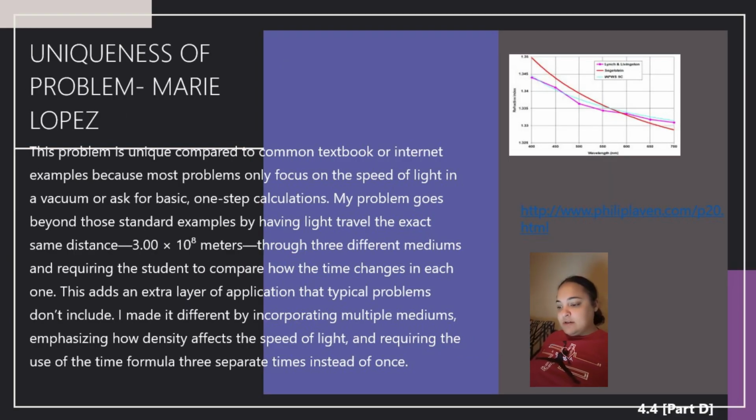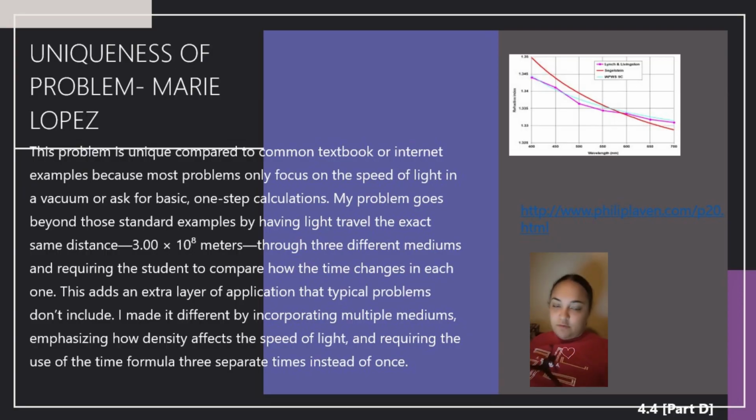This problem is unique compared to common textbook or internet examples because most problems only focus on the speed of light in a vacuum or ask for basic one-step calculations. My problem goes beyond these standard examples by having light travel the exact same distance through three different mediums and require the student to compare how the time changes in each one. This adds an extra layer of application that typical problems don't include. I made it different by incorporating multiple mediums, emphasizing how density affects the speed of light and requiring the use of the time formula three separate times instead of one.